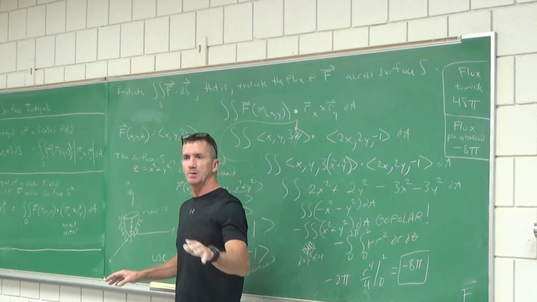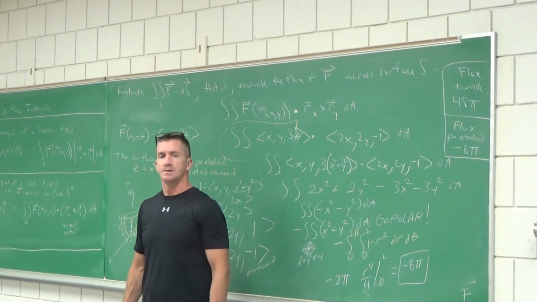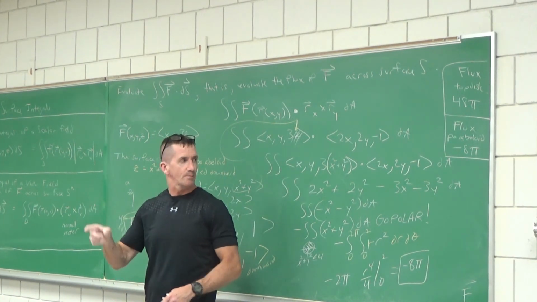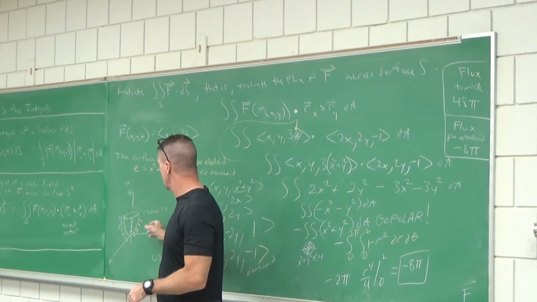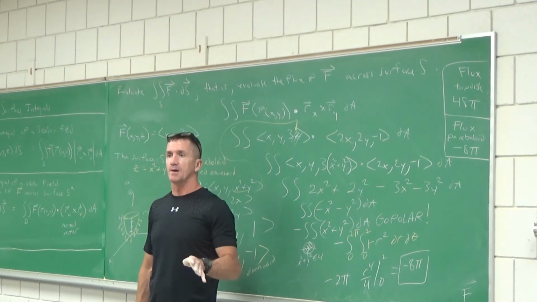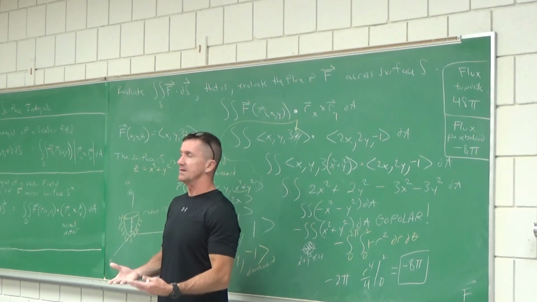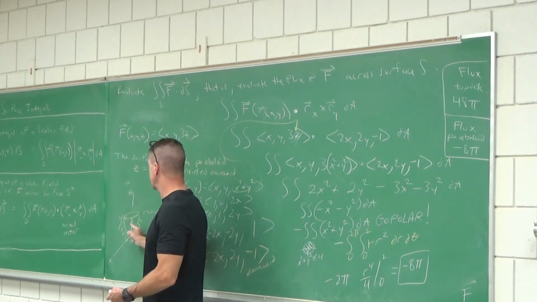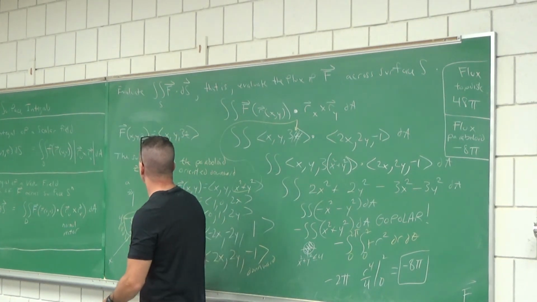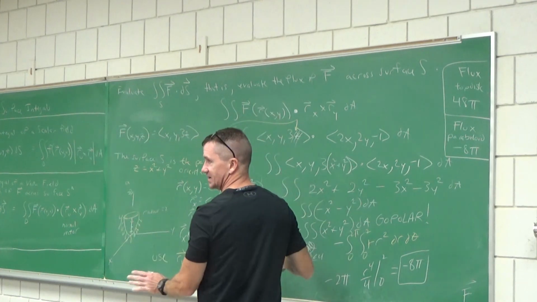Wait, some people are copying. I'm going to wait till you get all this. Flux across the top, this is 48 pi. The flux across that paraboloid, we're getting negative 8 pi, right? Oriented downward. Now, what would be the flux across this included with this? And I say oriented outward. That's my word.